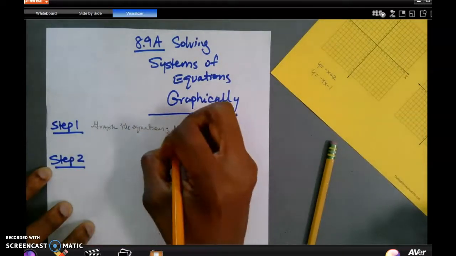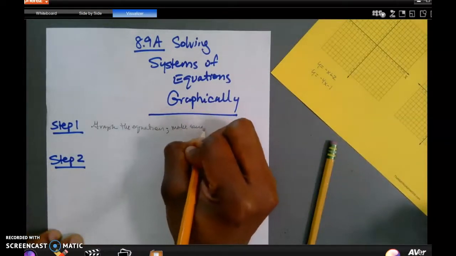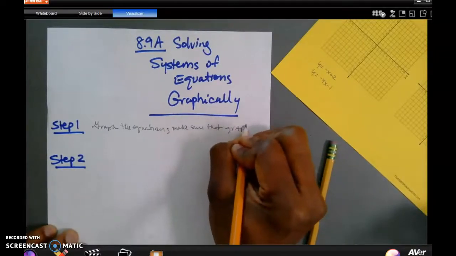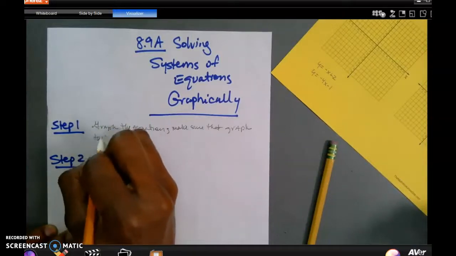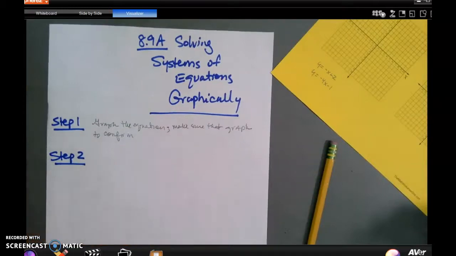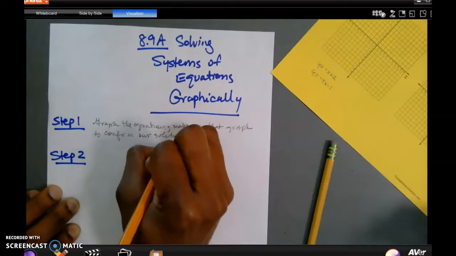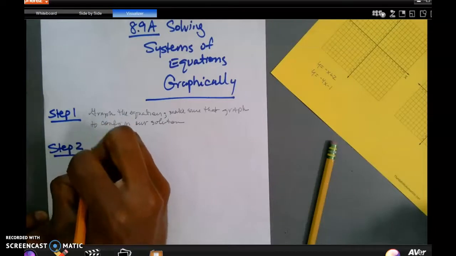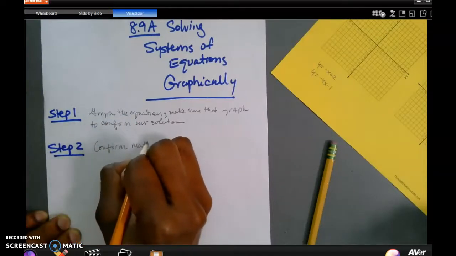And then we need to make sure that we graph to confirm our solution. Okay, so we confirm our solution. And then step number 2 is where we're going to confirm mathematically. And I'll show you what that looks like in just a moment.